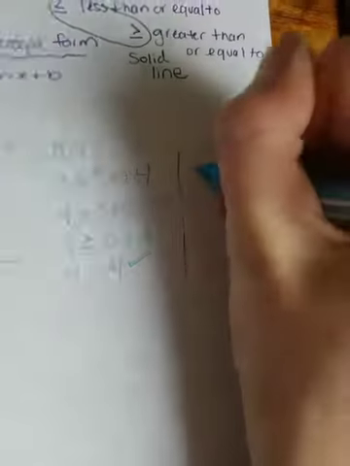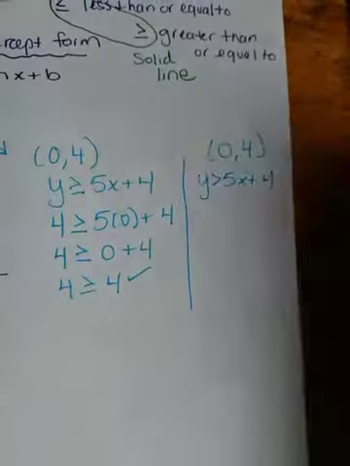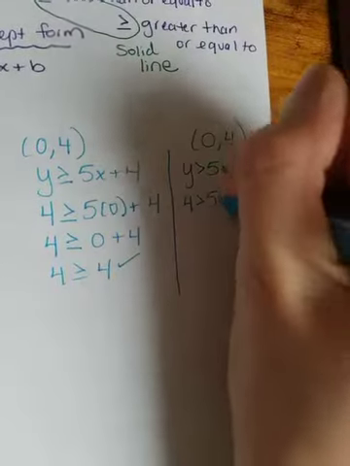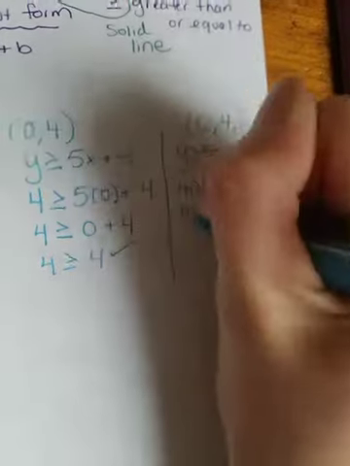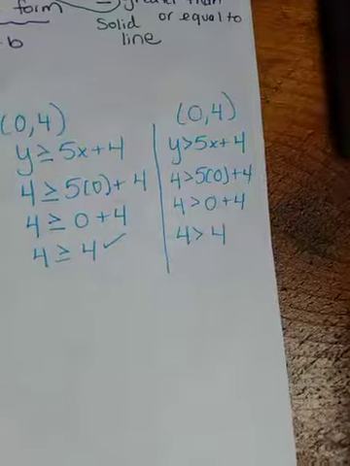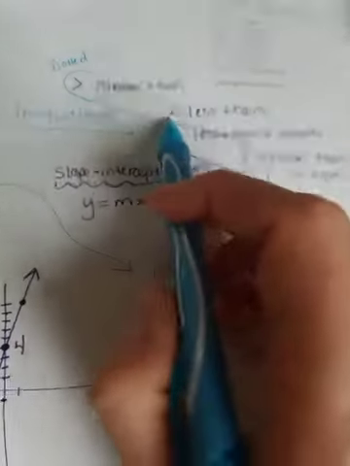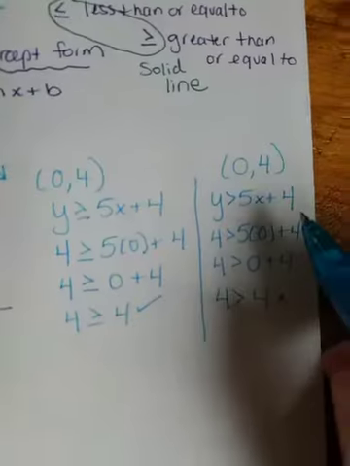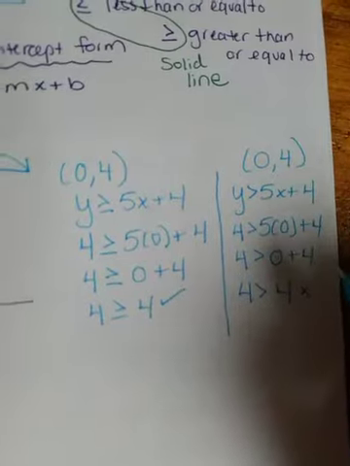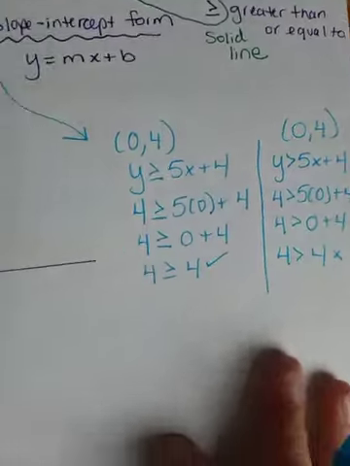Just to have a side conversation, if this was a dotted line, and let's say it was just y is greater than 5x plus 4, just to show you this. 4 goes in for y, 0 goes in for x. I'm going to end up with 4 is greater than 4. Is 4 greater than 4? No. 4 is equal to 4. So on a dotted line, where it is a greater than or less than symbol, any point on the line is not a solution to the inequality, meaning that it doesn't work. Okay, back to the problem.